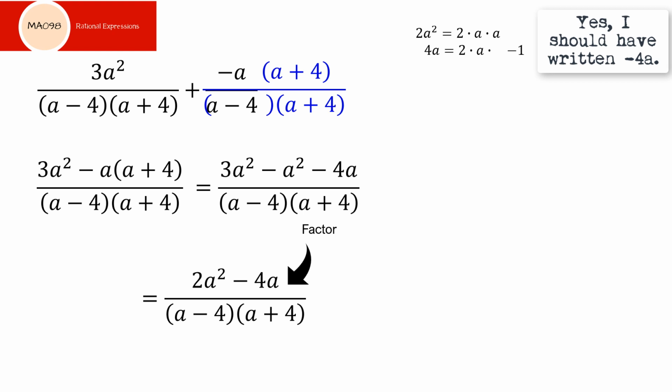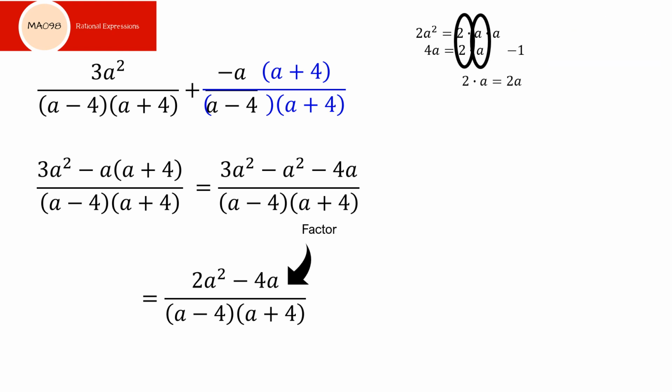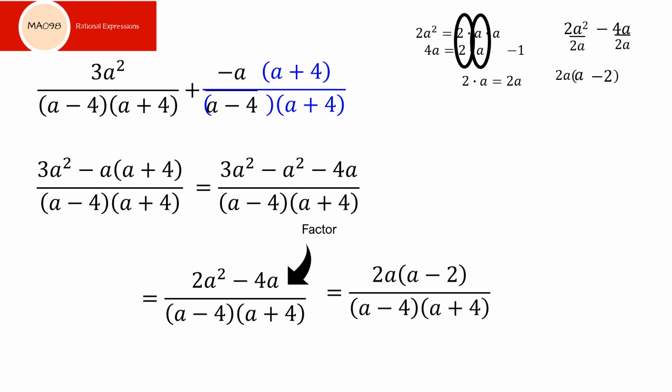Now some of you are going to see the common factor right away, which is 2a. That's great. Then what we're going to do is divide out 2a. So we're going to write 2a in a parentheses. We're going to divide everything by 2a, and that turns out to be the factored form. So let's rewrite it again: 2a times a minus 2 over a minus 4 times a plus 4.